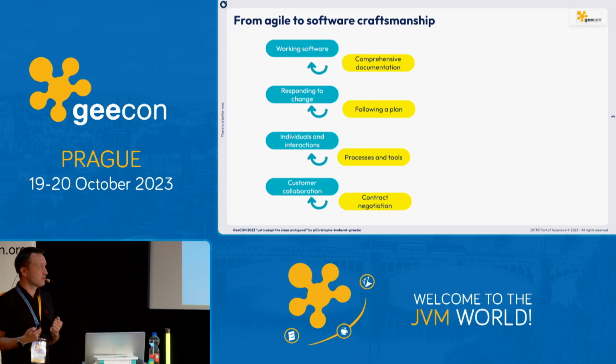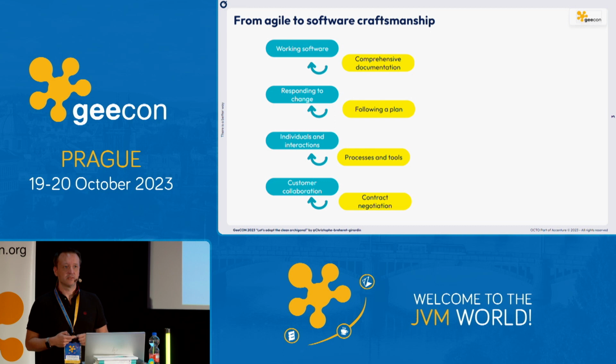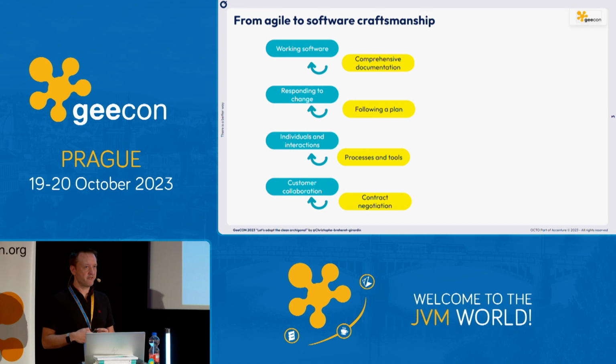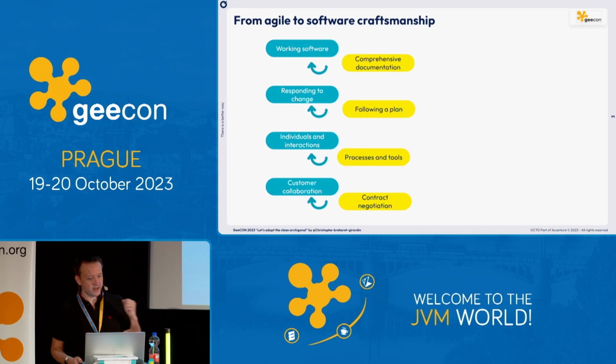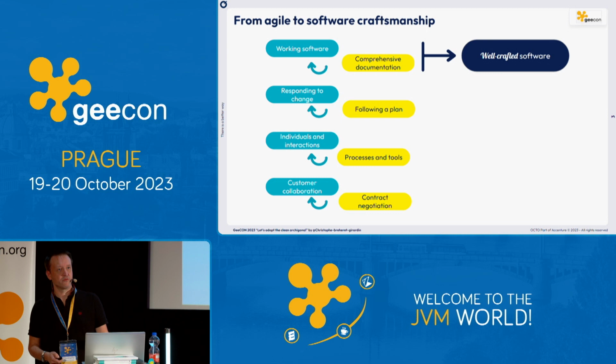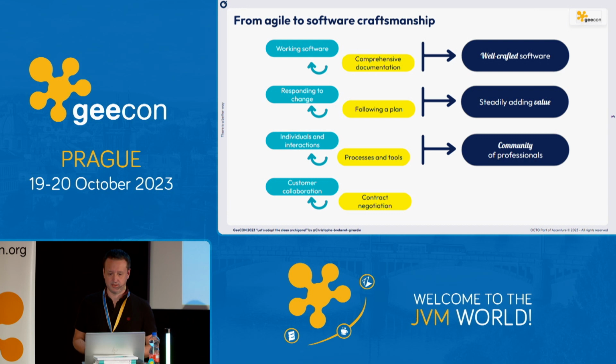And organizations took the Agile Manifesto and started to do certification, and they forgot the developer's part. Who is a developer here? Everyone, cool. So software craftsmanship came and said, "Oh, they forgot us." It's cool to have working software, but not only working software: well-crafted software, because we have to maintain it and make it evolve. Not only responding to change, but also steadily adding value. Not only individuals and interactions, but also a community of professionals. We are professionals. Not only customer collaboration, but productive partnerships. This is software craftsmanship.